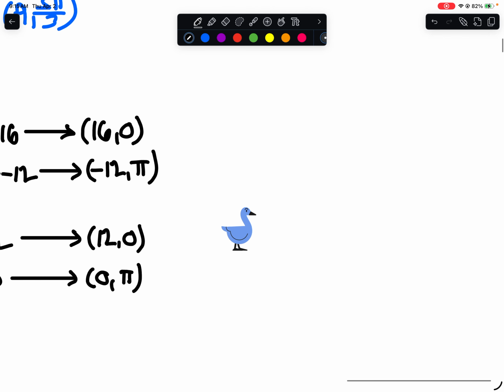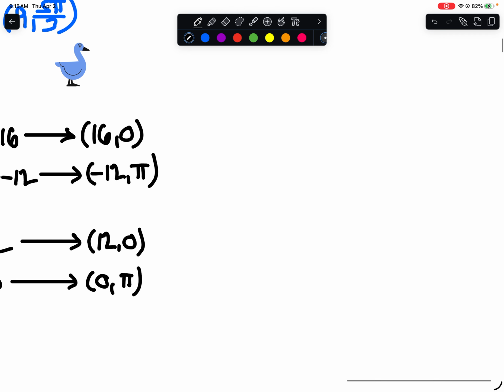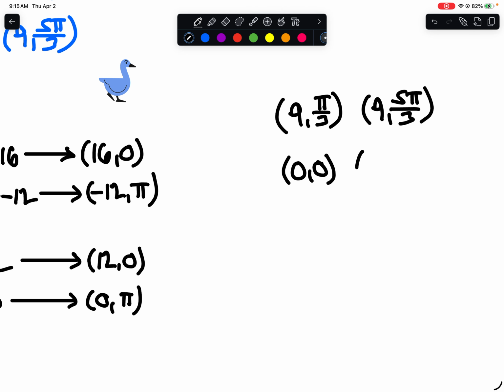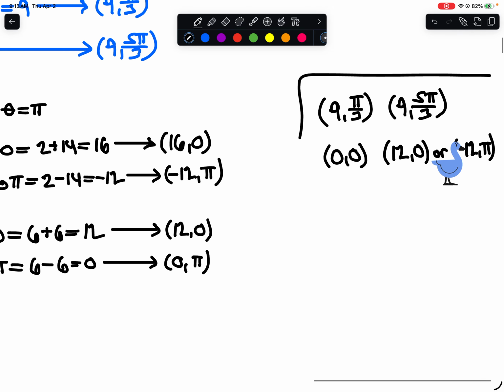So my solutions for this problem, we're going to have the points 9 in the direction pi over 3, 9 in the direction 5 pi over 3. We're also going to have the pole, which is going to be the point 0, 0. And then for your last point, which is that reflected point, you can write it a couple different ways. You can either say 12, 0, or you can say negative 12 in the direction of pi, since those technically represent the same point. So I would accept those 4 coordinates.